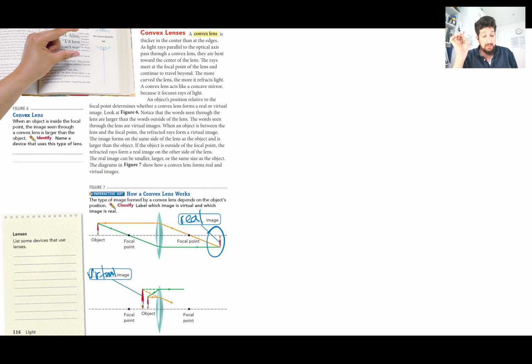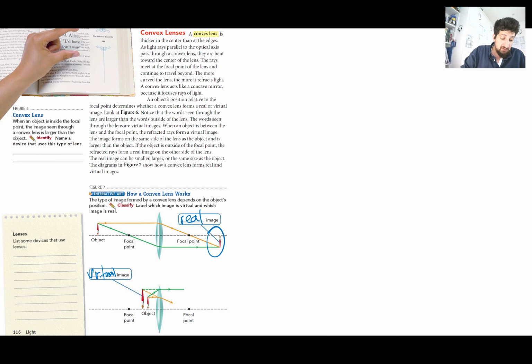When an object is between the lens and the focal point, the refracted rays form a virtual image. The image forms on the same side of the lens as the object and is larger than the object. If the object is outside the focal point, that means beyond the focal point, the refracted rays form a real image on the other side of the lens. The real image can be smaller, larger, or the same size as the object.